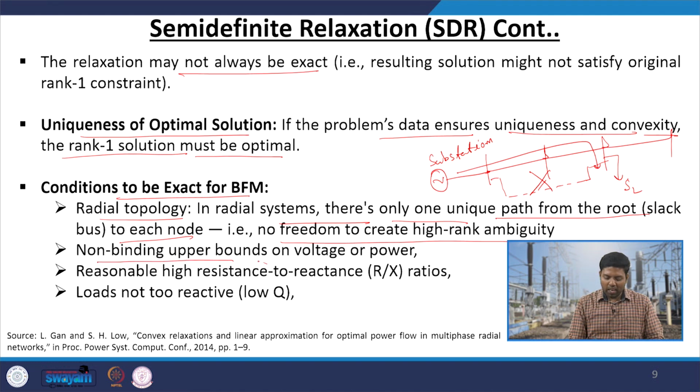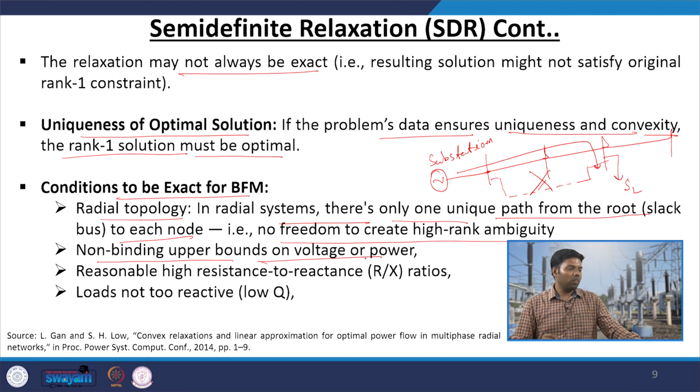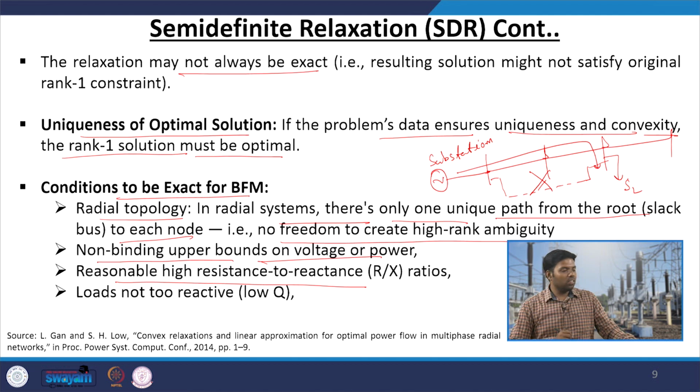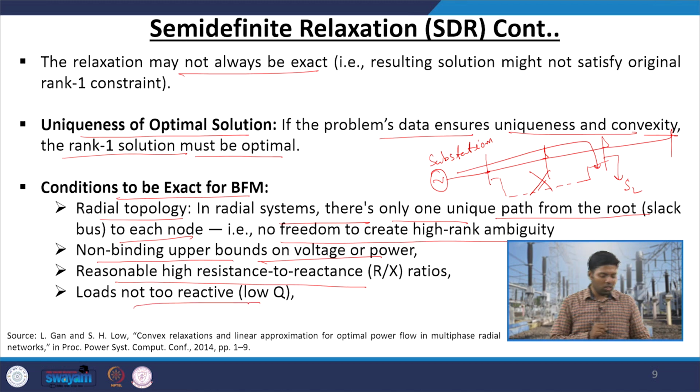Then, non-binding upper bounds on voltage and power. That means your power flow and voltage limits must be very high, or your solution should be such that it will never touch that upper limit. Obviously, your resistance to reactance ratio must be very high. That means it is only feasible for your distribution network, and the loads must not be too reactive. That means the loads must be R dominated, or resistance dominated.